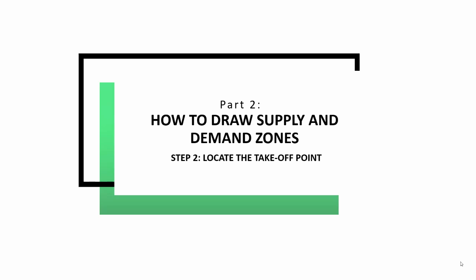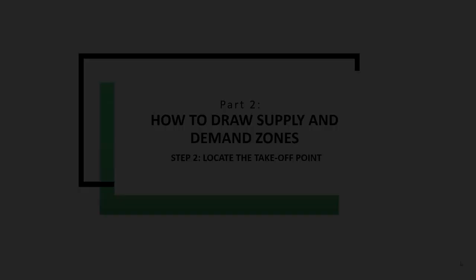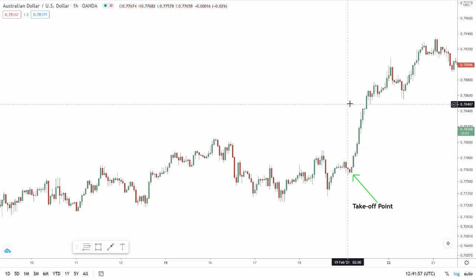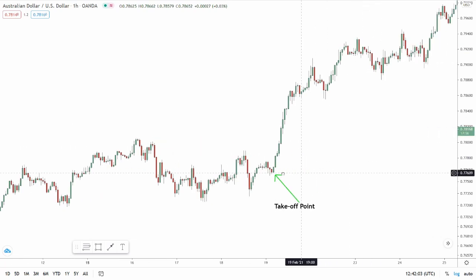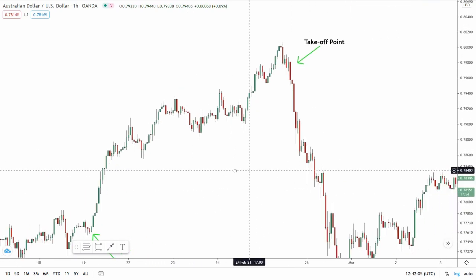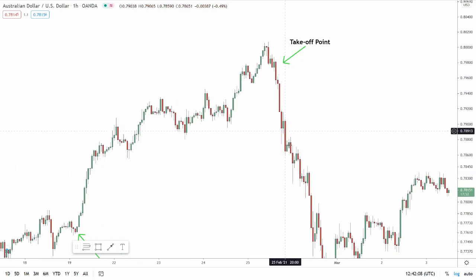The takeoff point is found by looking at where price suddenly jumps higher via big bullish candles forming. For example, the takeoff point for this upswing is here. See the big bull candles? This is where price jumped higher and the main meat of the swing took place. Here's another one. Again, the takeoff point is right here. That's where price sharply increased.